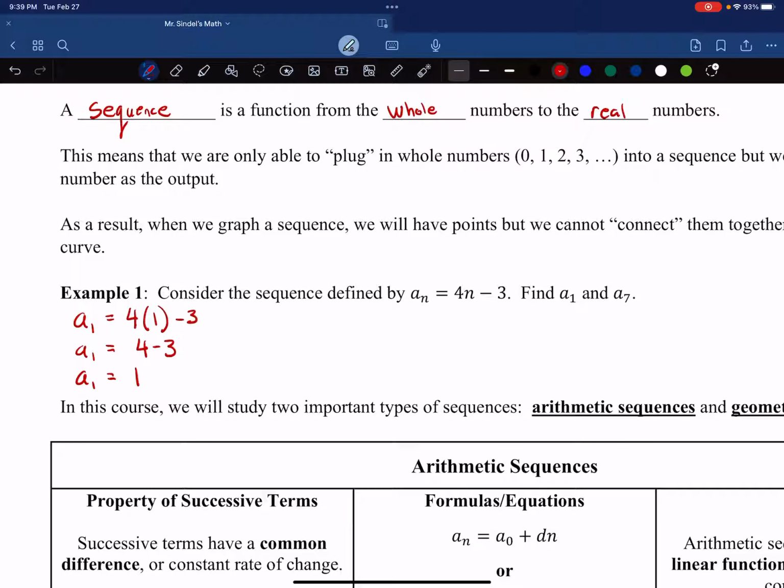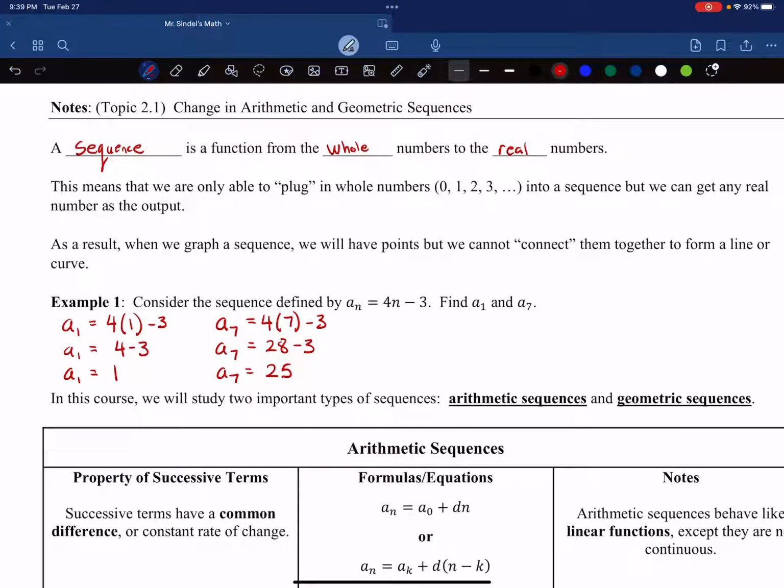They happen to be the same number as the term number. That's okay. Now find a sub 7. So a sub 7 is the 7th number in the sequence. Again, I just plug in 7 for n. I get 4 times 7 minus 3. That means the 7th term is 28 minus 3, and that means the 7th term is 25.